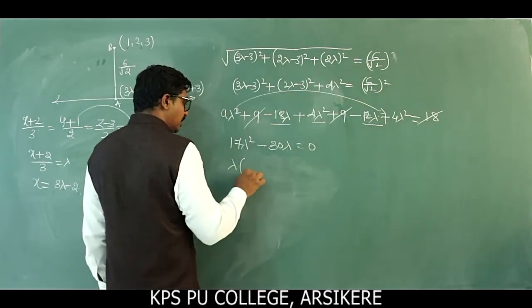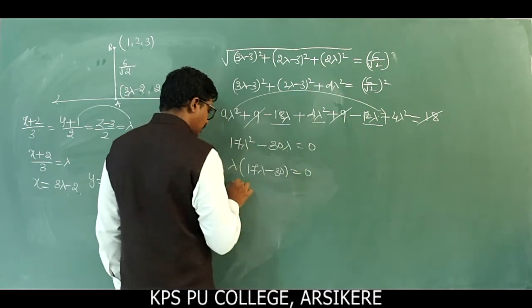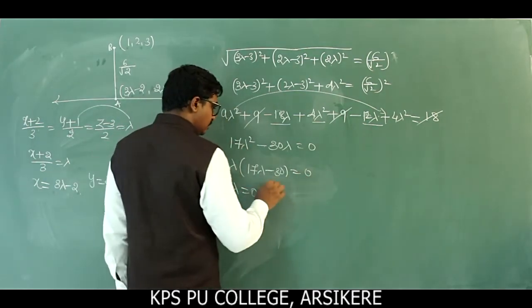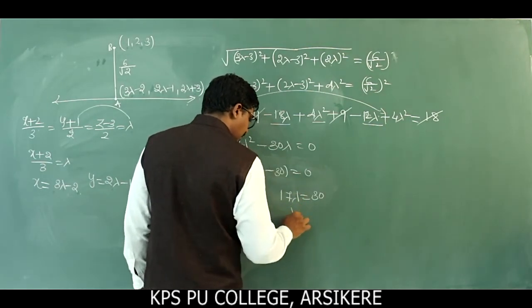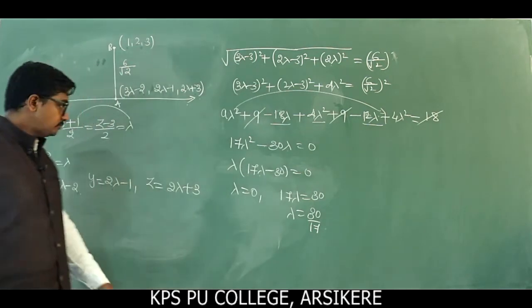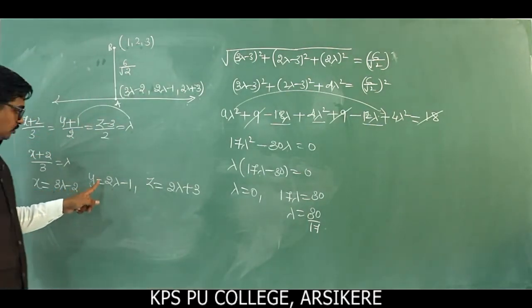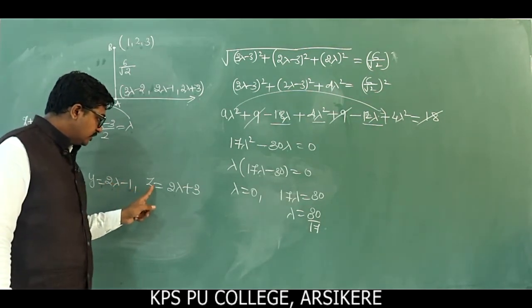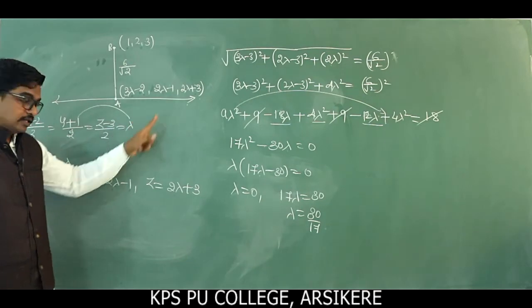Take lambda as common: lambda into 17 lambda minus 30 is equal to 0, so lambda is equal to 0. Then the remaining thing is 17 lambda is equal to 30, and lambda is equal to 30 divided by 17. Substitute this into the point: x is equal to 3 lambda minus 2, y is equal to 2 lambda minus 1, z is equal to 2 lambda plus 3. Here we need to find the point on the line. This is the general point.